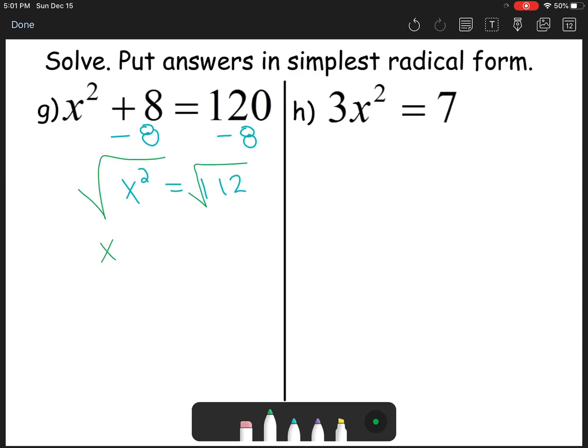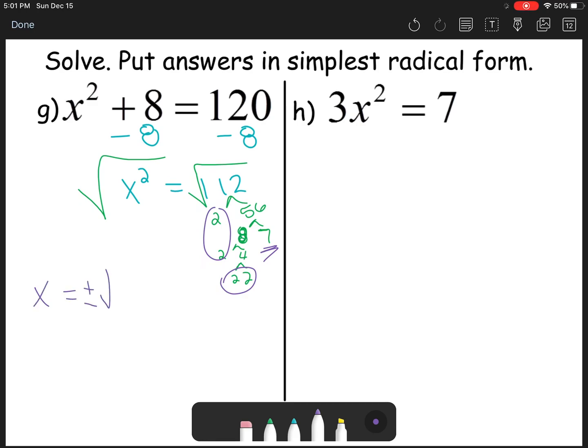Then if we're taking the square root, well, the square root of x squared is just x. We don't know the square root of 112 because it's not a perfect square. So again, we would have to simplify this. Well, 112 is 2 times 56. 56 we could write as 8 times 7. Well, 8 is 2 times 4, and 4 is 2 times 2. So let's see what we have. Here's a group of 2, here's a group of 2, and then 7 all by itself.